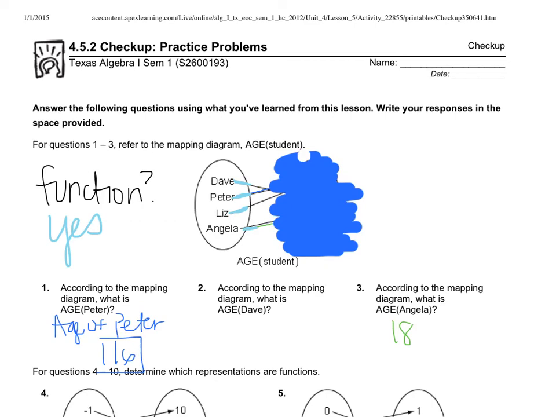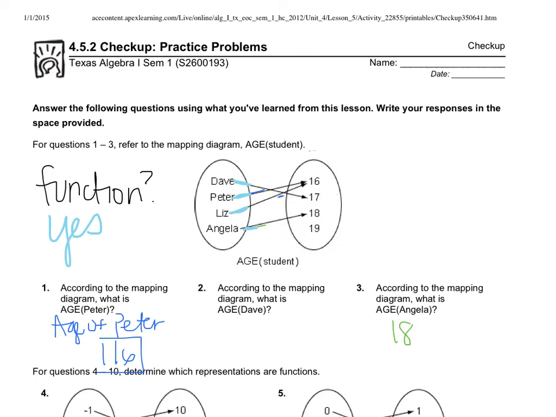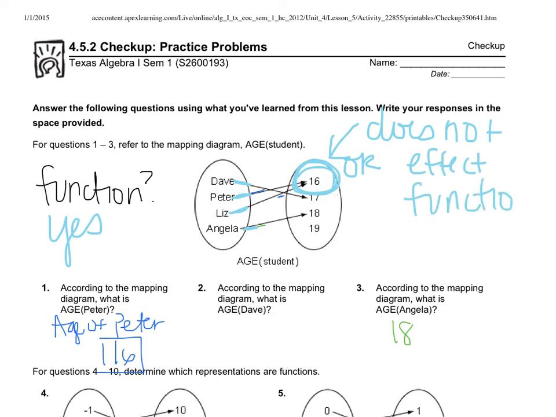So it is important to note, because there tends to be some confusion on this. It is okay that 16 has 2 arrows. That is okay. This side does not affect the function. It can have two outputs, can have the same input, but one input cannot have 2 outputs.